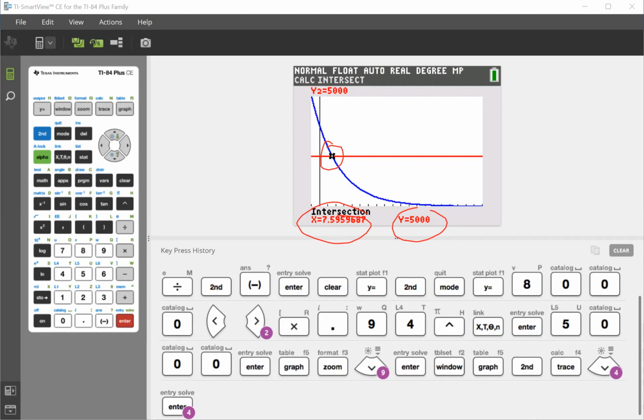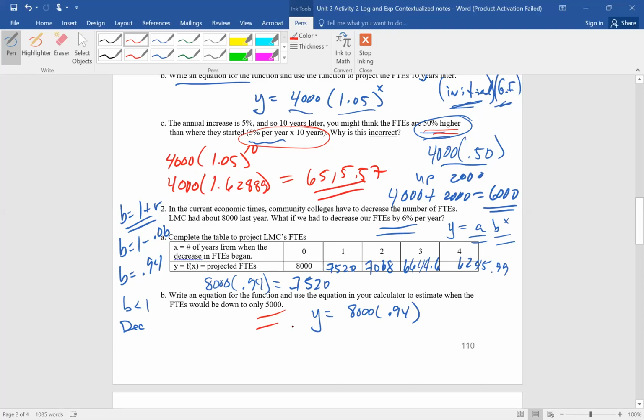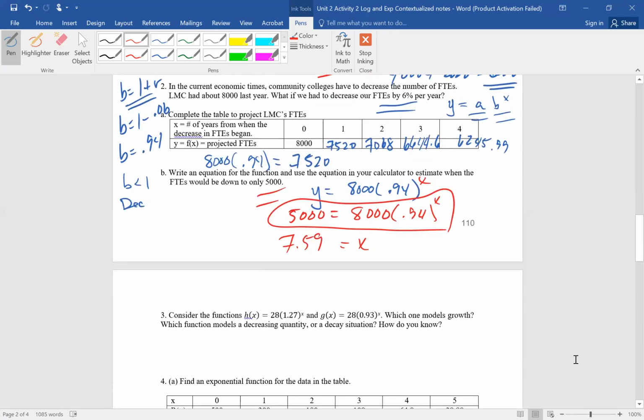I'll come back here and do it myself. So if I wanted to figure out when that was going to be 5,000, that's how it looks algebraically. And I think we solved x was 7.59. Now, if you already know how to do it by hand, I would suggest you go ahead and move the 8,000 over. You could fool with this function by hand, and make sure you show your work, because that's how you get an exact answer. Okay? Now, let's do another one.